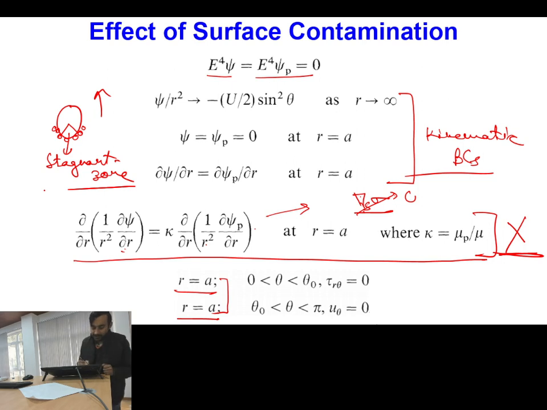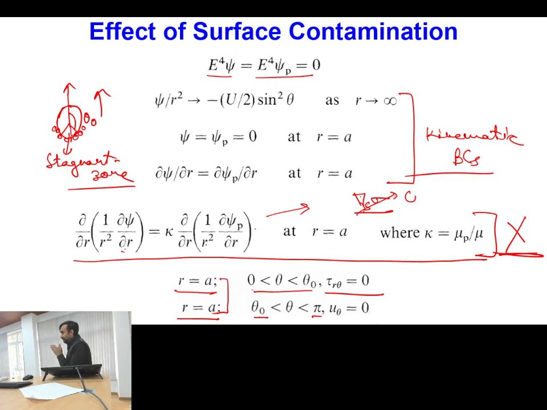So what I have done is define one variable, theta naught. Theta naught is the angle from the upstream point to the point where the stagnant zone actually starts. When my angle is from 0 to theta naught, I will have a shear free boundary condition, where there will be free circulation. But when theta is from theta naught to pi, in this portion I will have stagnant fluid. If I have stagnant fluid, then the tangential velocity must be equal to 0. So u theta is equal to 0.